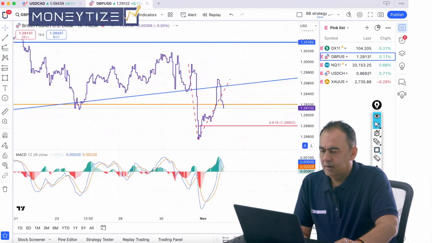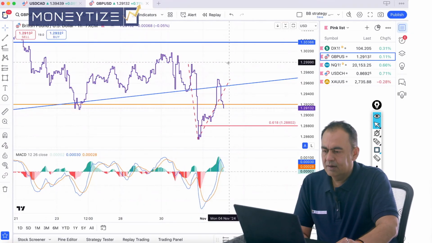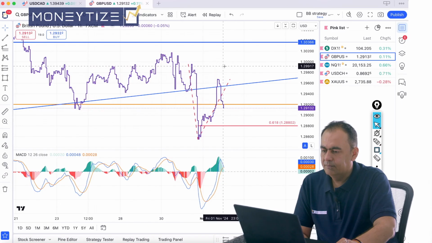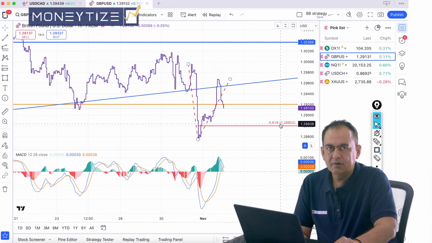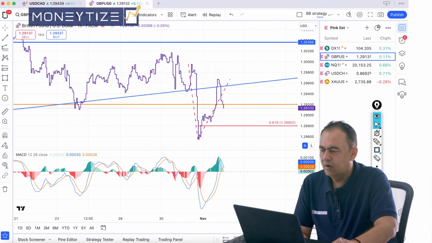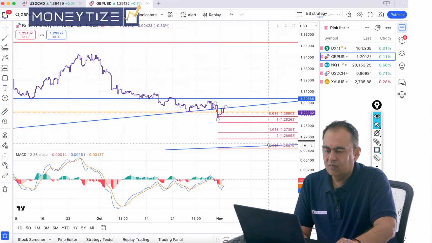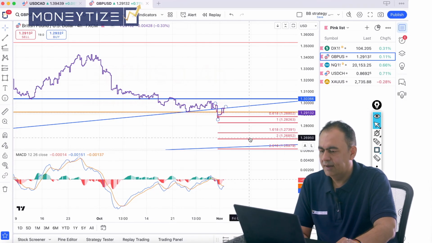So if dollar remains stronger and pound is getting weaker in anticipation of a rate cut from the Bank of England, we believe that as per the technical chart setup, the first target level is 1.2880, followed by 1.2826, followed by 1.2739 and 1.2685, and this is very close to the next rising trend line.